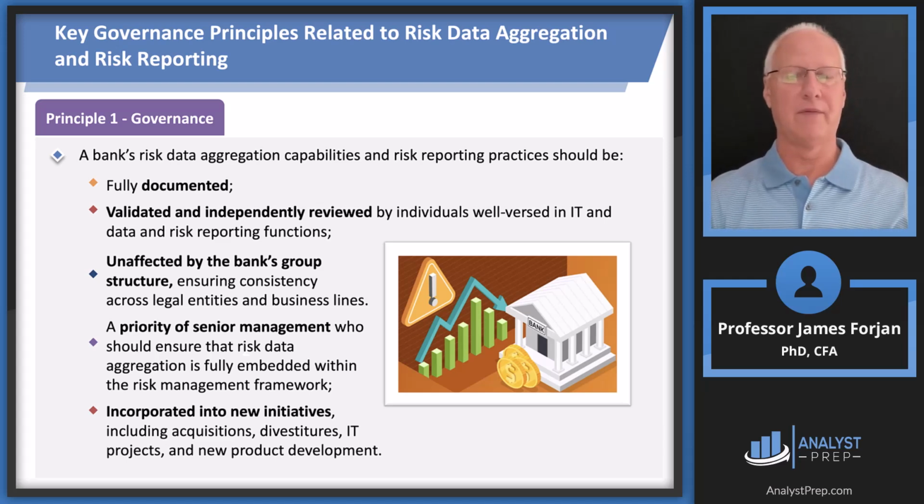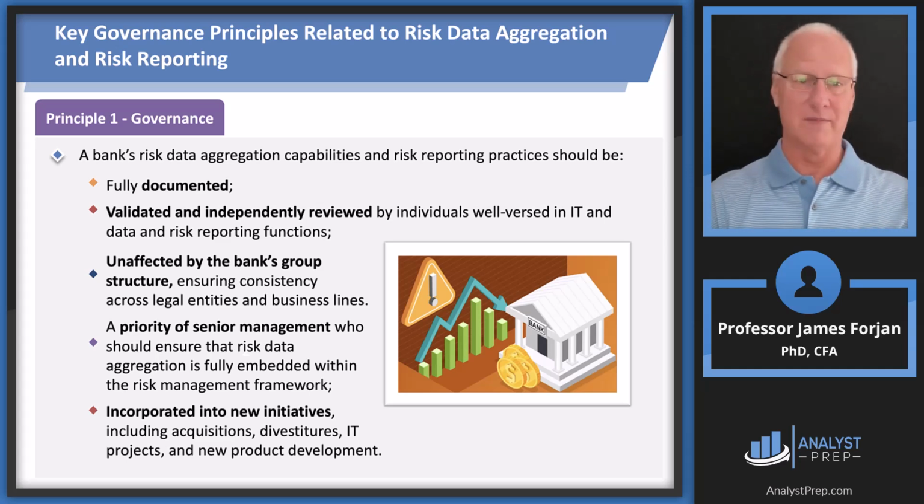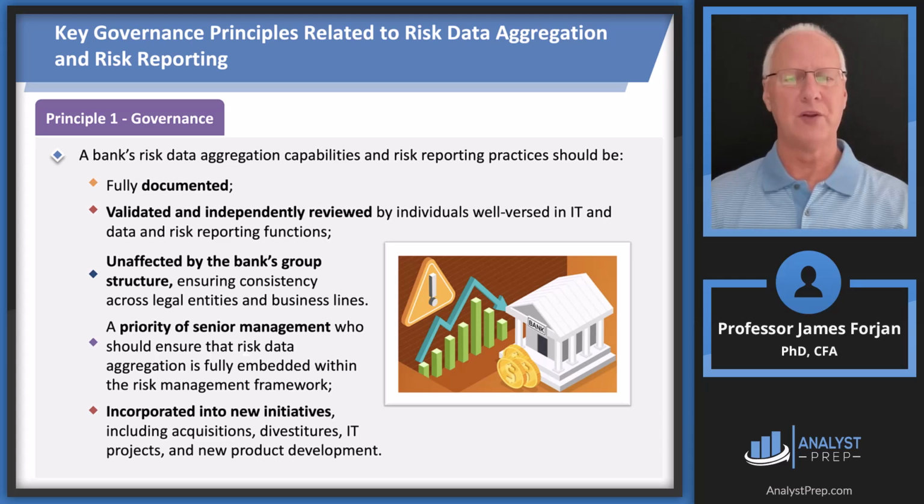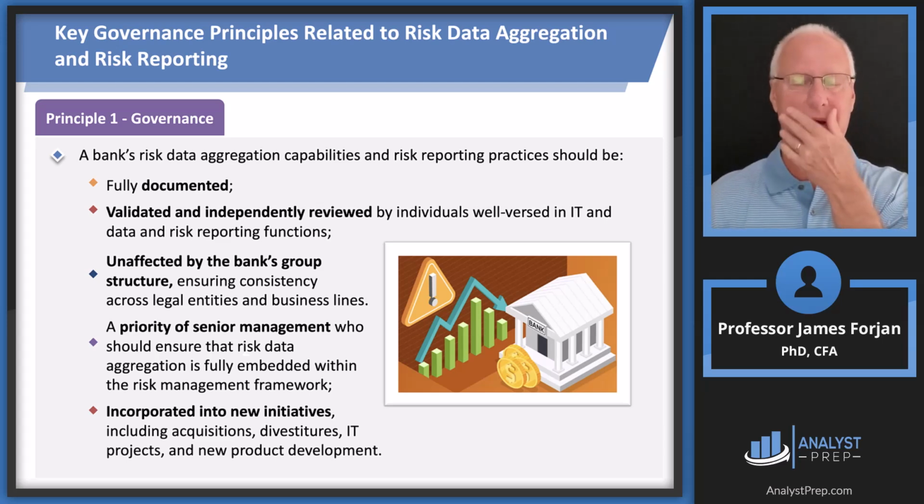What does that mean? Yeah, of course, there's got to be some documentation. We need to have it independently reviewed. Remember now, the board of directors consists of lots and lots of men and women who are really, really smart, but they're not completely smart. They don't know everything. So let's not forget about the importance of getting this independently reviewed. Priority of senior management, risk data, fully embedded within the risk management framework. So that's what I was saying about the top to bottom, top down.